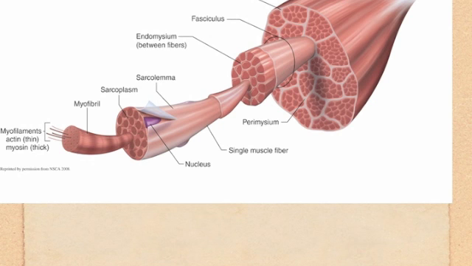So if we were to go in descending order, we would start with the muscle belly. The muscle belly is comprised of the fasciculi. The fasciculi are comprised of many muscle fibers, and muscle fibers are composed of myofibrils, and myofibrils contain the myofilaments, which are proteins, actin and myosin. So kind of memorize the descending order.